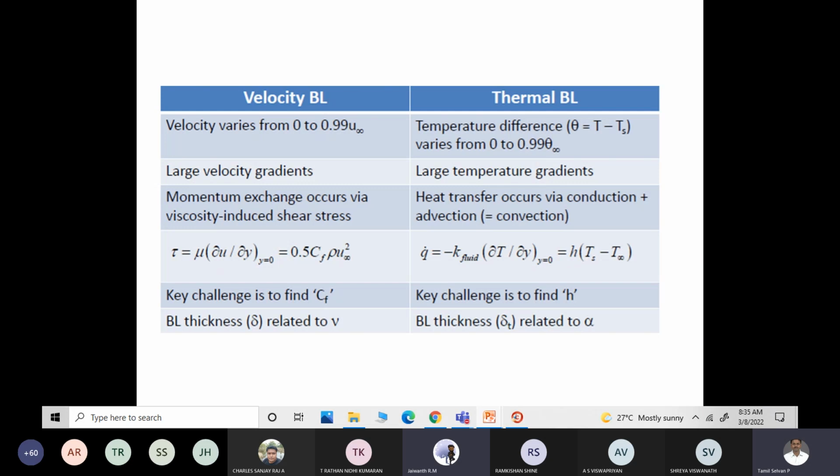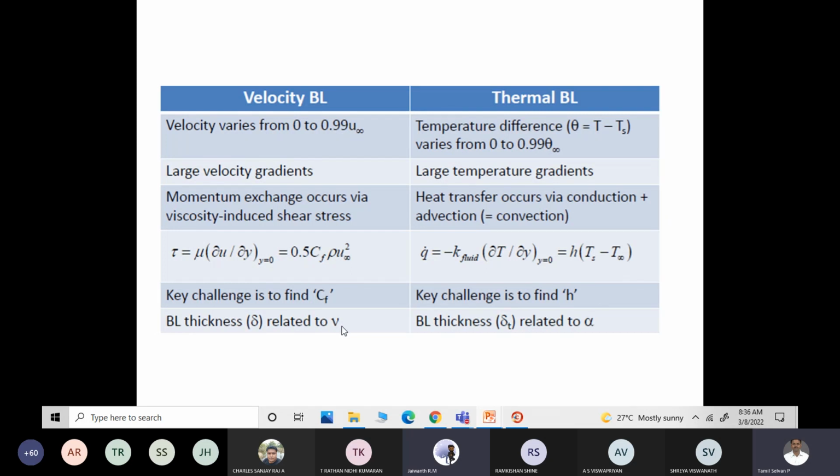Okay, as I mentioned earlier, for aircraft we will be talking about the wall shear, right? Whereas when we talk about internal combustion engines, how much rate of heat transfer there is to the upcoming stream of air or to the surrounding fluid is very, very important. So for different applications we will be using different things. The key challenge there is to find the friction coefficient. Here the key challenge is to find the convective heat transfer coefficient.